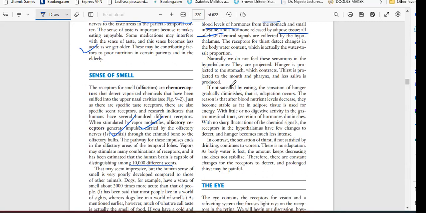hypothalamus. They are projected. Okay. Hunger is projected to the stomach, which contracts. Thirst is projected to the mouth and pharynx, and less saliva is produced. If not satisfied by eating, the sensation of hunger gradually diminishes.